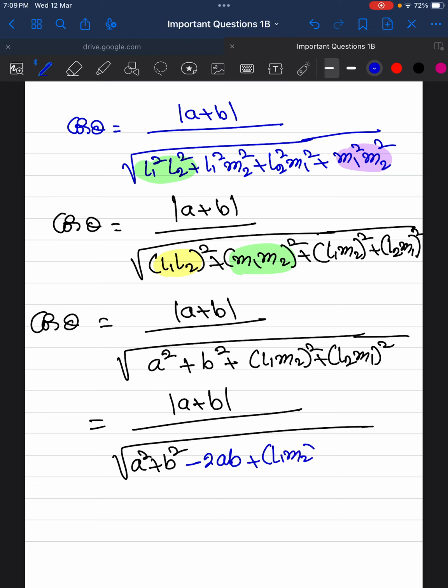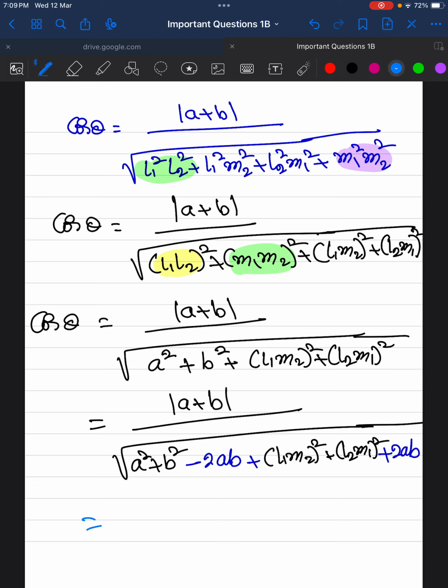L1 M2 whole square plus L2 M1 whole square. This is the actual one that is there in the question. So we are writing it as L1 M2 whole square plus L2 M1 whole square as it is from the above step. And next one is plus 2AB. So what did I do? I did minus 2AB plus 2AB. Both will get cancelled, so it will remain the same. So here what am I getting? All of you observe the thing.